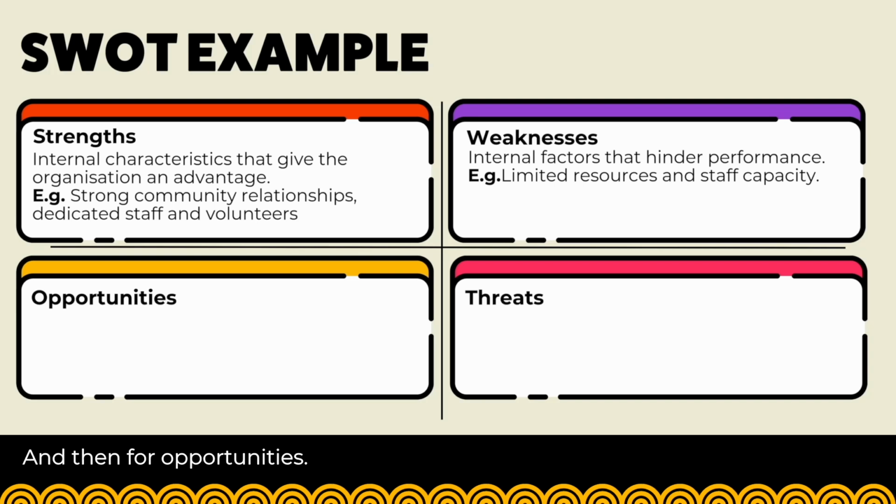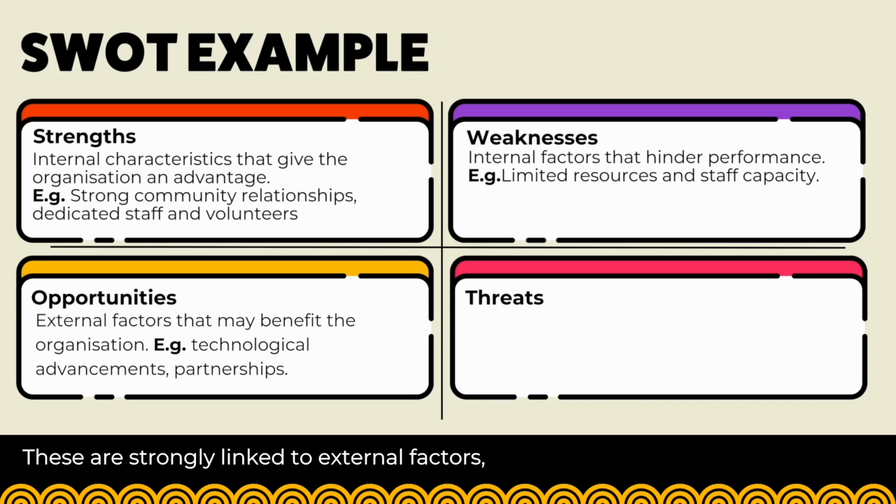And then for opportunities, these are strongly linked to external factors, which is why PESTO usually comes before SWOT. That's how it informs your SWOT. External factors that your organization may benefit from, like for example, partnerships. An example here is partnerships with the private sector. I think a lot of you have heard about that. That is something that's going on in different contexts in the global south. That's an opportunity for different organizations. So being able to identify that.